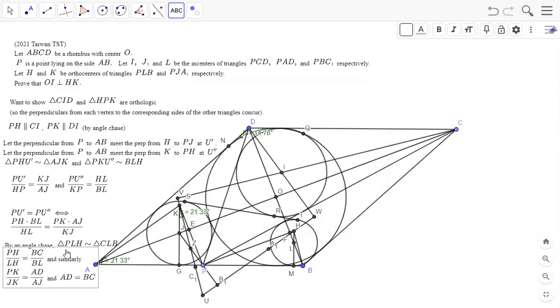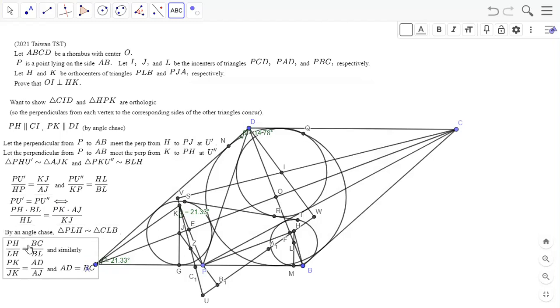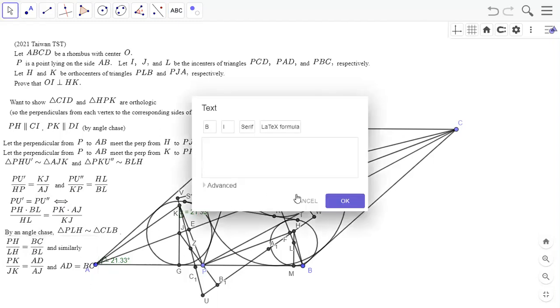All right, so we're really close to being done. I skipped this angle chase just because I don't think it's that hard, but I want to move on to the next problem soon. So this proves that PU prime equals PU double prime, which implies that U prime equals U double prime equals, we'll just call it U. And so that means that P is the orthocenter.